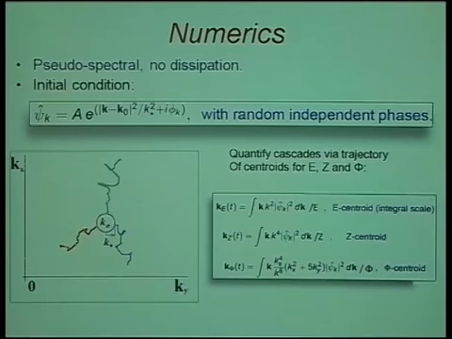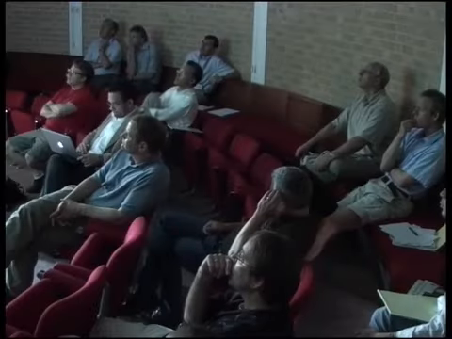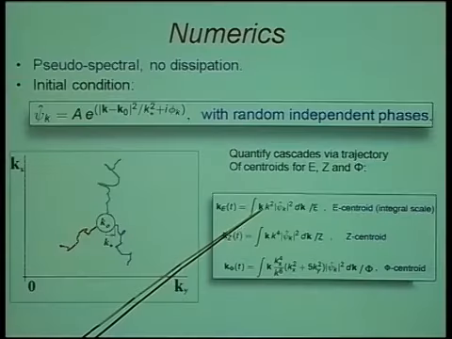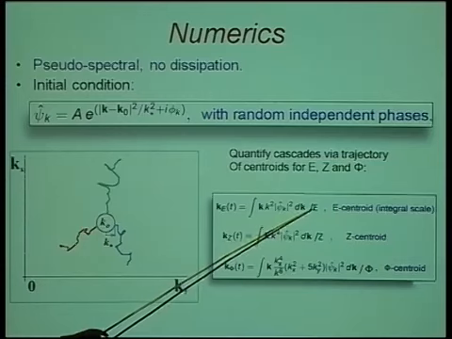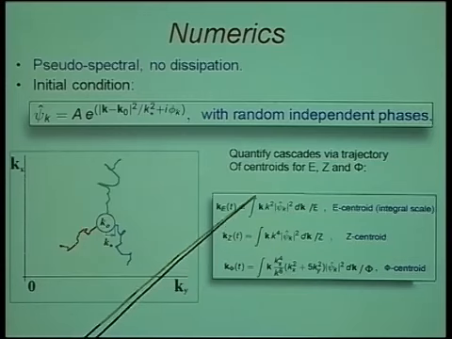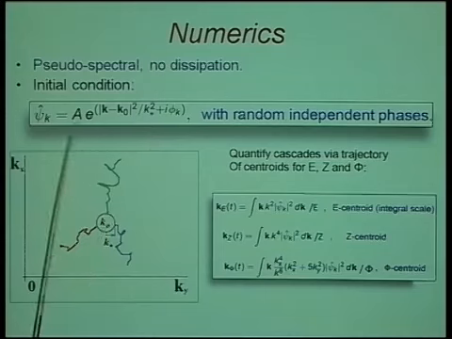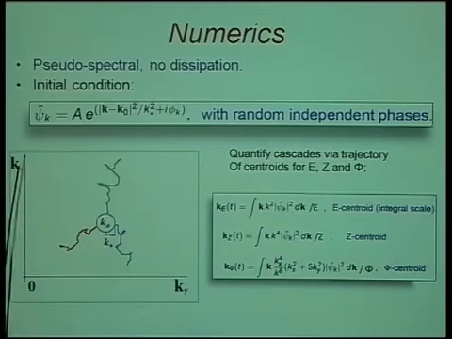Why this choice? What is behind the choice? Why do you divide by this? This is a normalization. You see, this is the density of energy. You weigh the wave number with the energy density and divide by the total energy. So this is just the definition of the energy-containing scale, and so on.